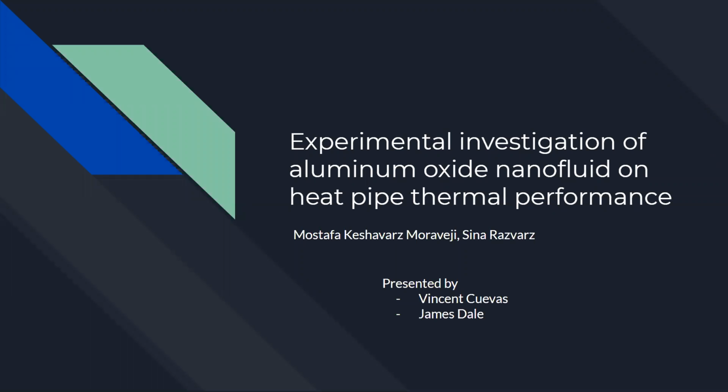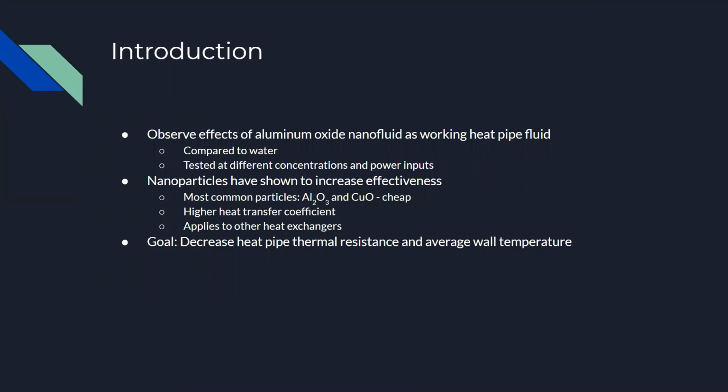Today we'll be talking about the paper called Experimental Investigation of Aluminum Oxide Nanofluid on Heat Pipe Thermal Performance by Morajevi and Razvars. To start off, this paper is about observing the effects of aluminum oxide as a nanofluid using it as the working heat pipe fluid. The experiment compared the nanofluid to water and it tested it at different concentrations of nanoparticles along with different power inputs to see the full range of its effectiveness.